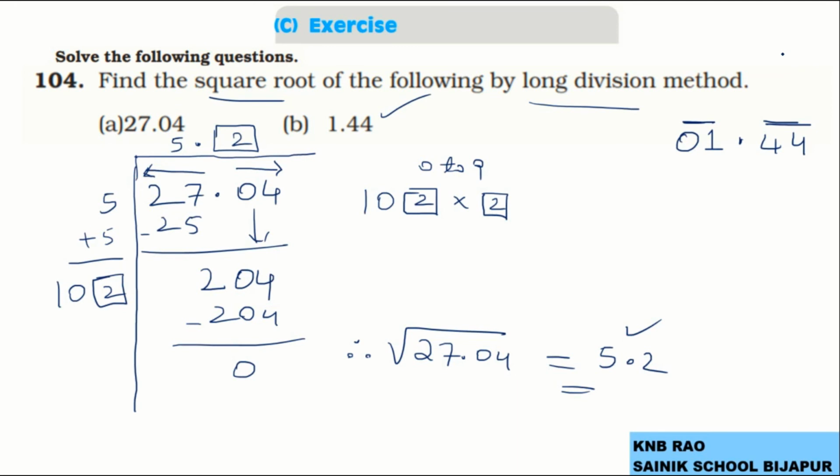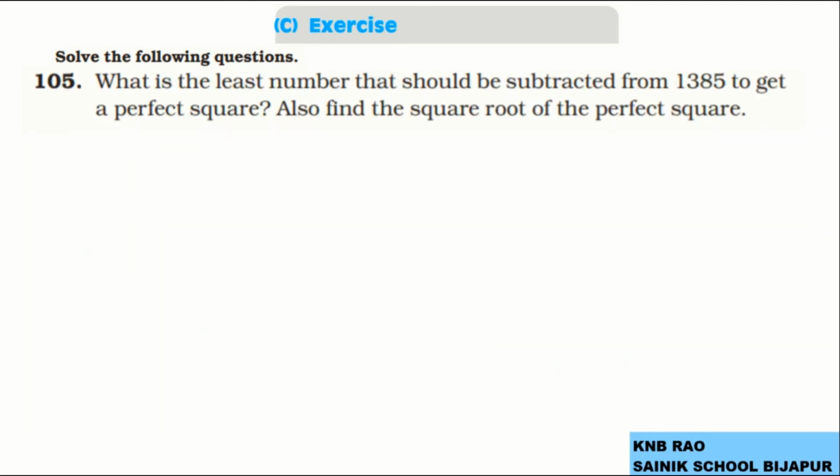Next, coming to question number 105. What is the least number that should be subtracted from 1385 to get a perfect square? See students, what is to be added and what is to be subtracted can both be found by the long division method only. So do the long division method for 1385.